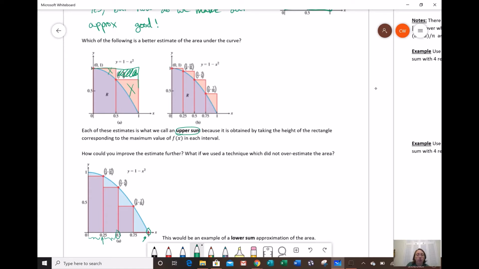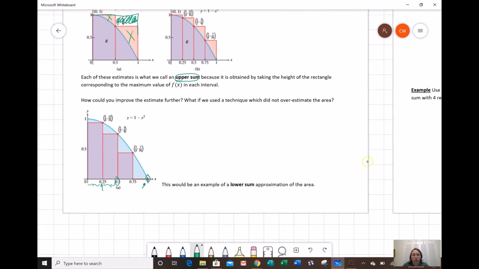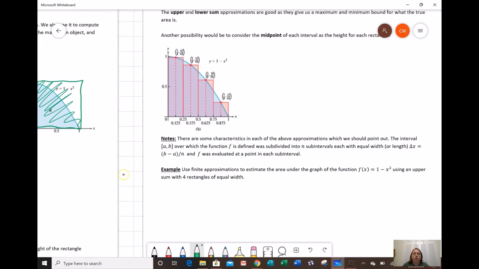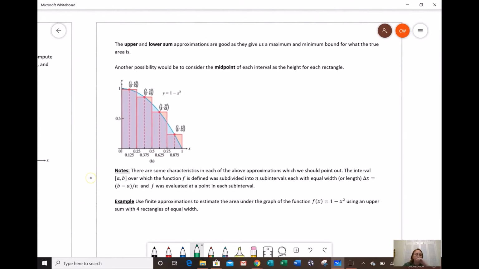So this is what we call an underestimator. So we overestimated with the upper sum. We can underestimate with the lower sum. All right, so that's those. So the upper and lower approximations are good as they give us a maximum and a minimum bound for what the true value is, the true area.